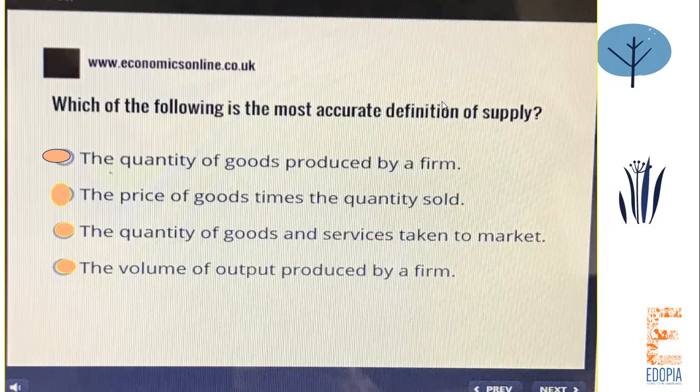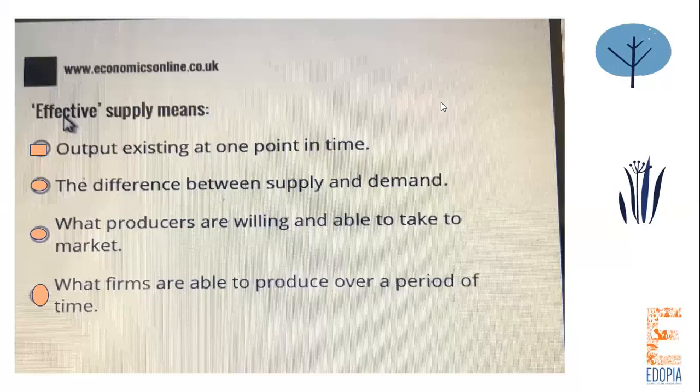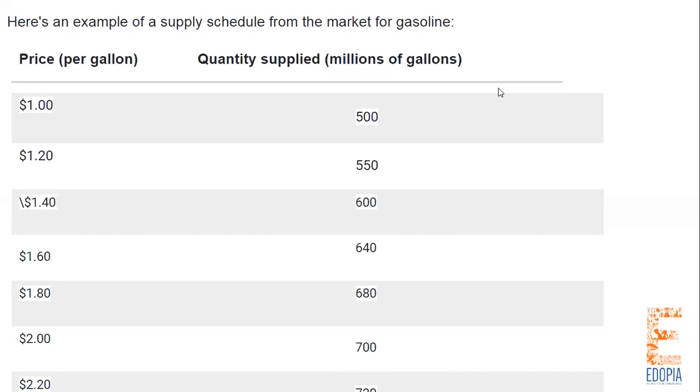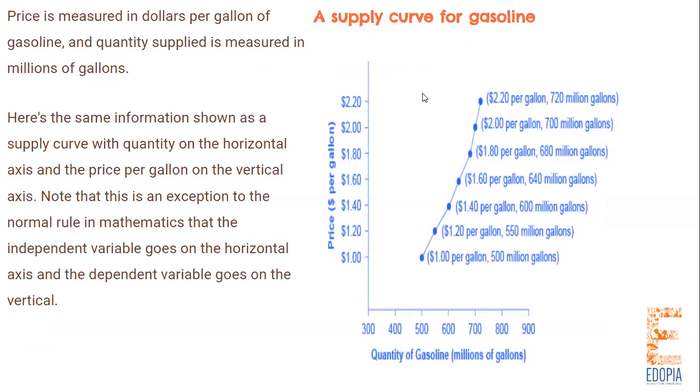Then the second question for you all is about effective supply. Definitely, again, this is option C, because it says what producers are willing and able to take to the market. So this lies at the right definition of supply. If we move further, this is the supply schedule, and this is the graphical representation of the supply schedule.